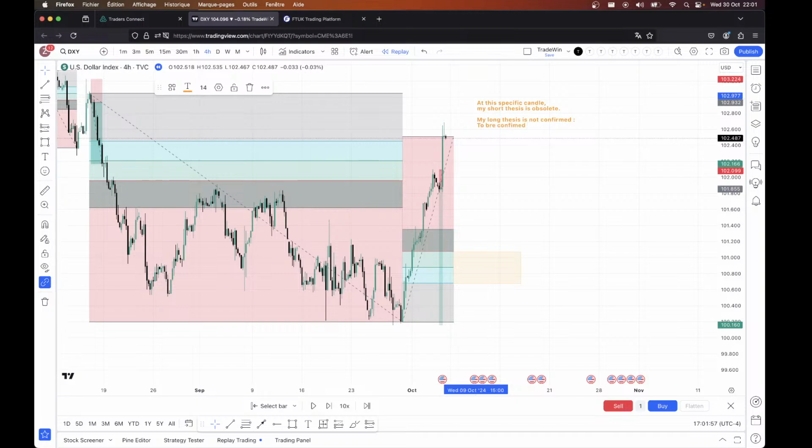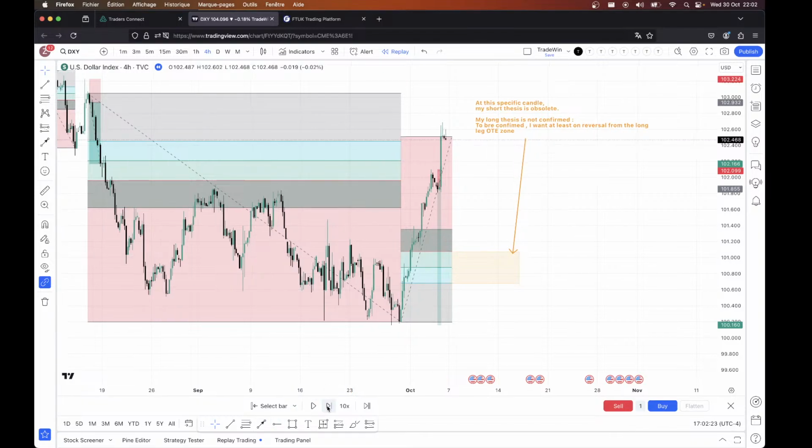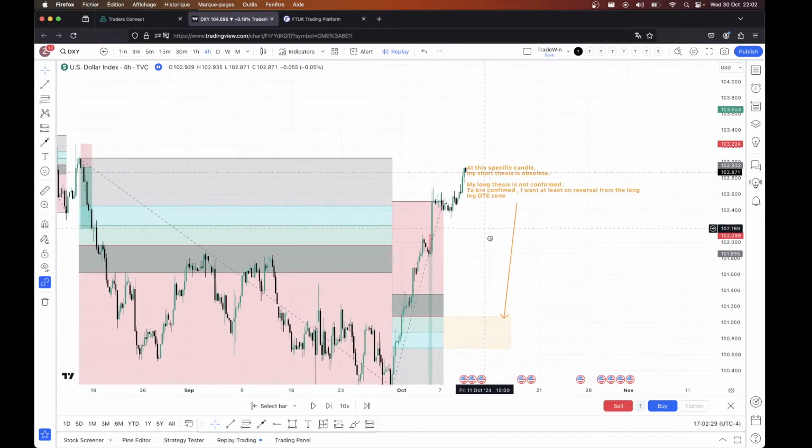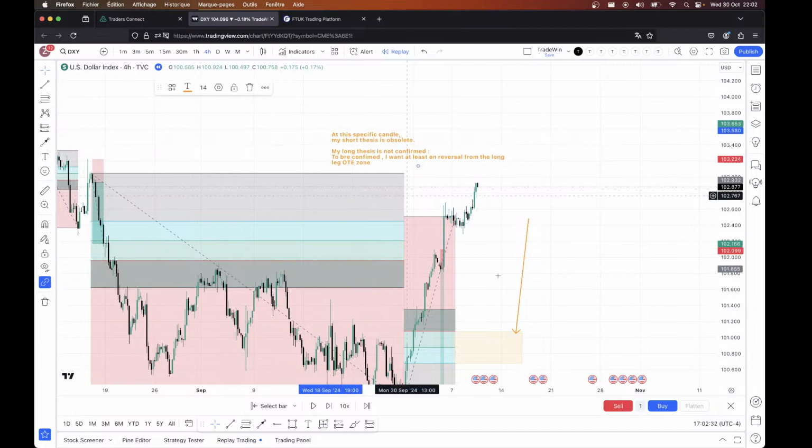To be confirmed, I want at least one reversal from the long leg OTE zone, which is in fact this one. You got that. So here I'm not long yet. So let's continue. Okay, it seems we are going down, up, down, up, down. Sorry, I need to put that here. The specific candle is this huge green candle here.